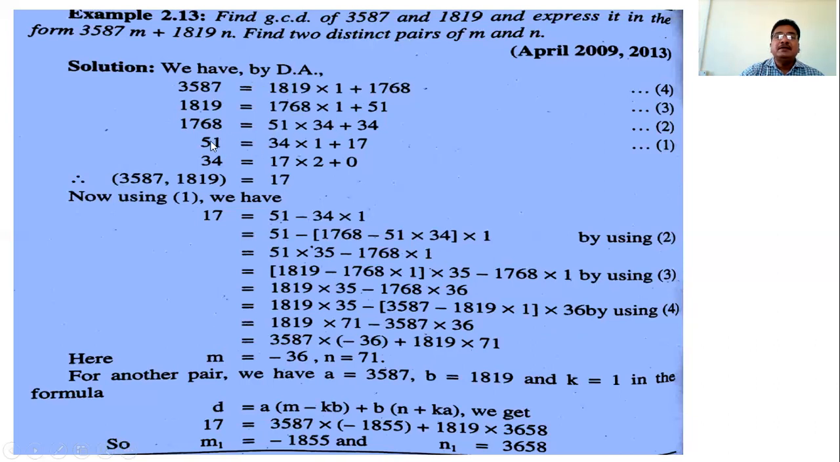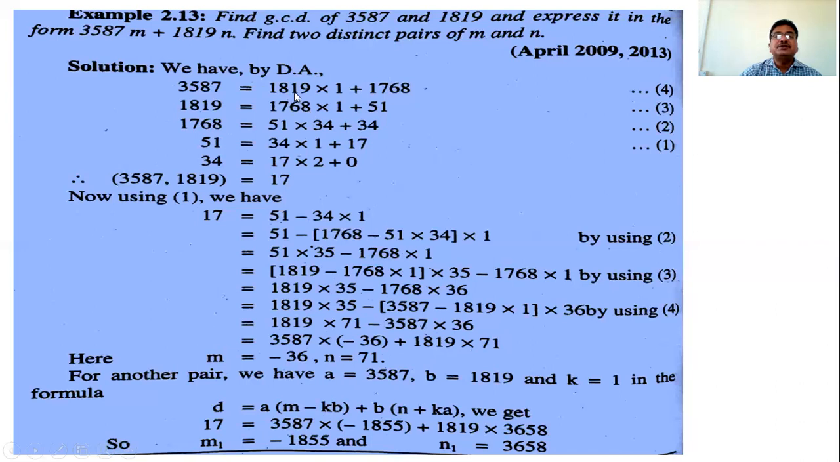Then divide 51 by 34. What is the quotient? If you divide 51 by 34, the quotient is 1 point something, meaning 1 is the quotient. Then 51 minus 34 into 1 becomes the remainder, that is 17. Then divide the divisor 34 by 17. Obviously 2 is the quotient and 0 is the remainder. So we stop when the remainder is 0.